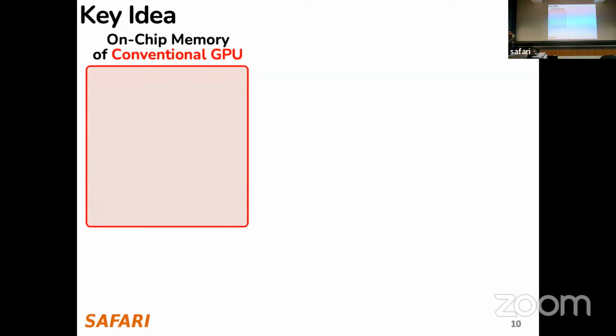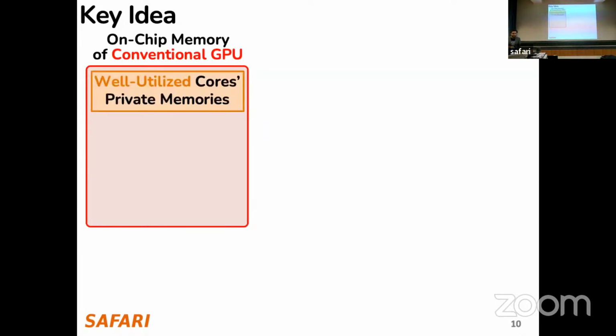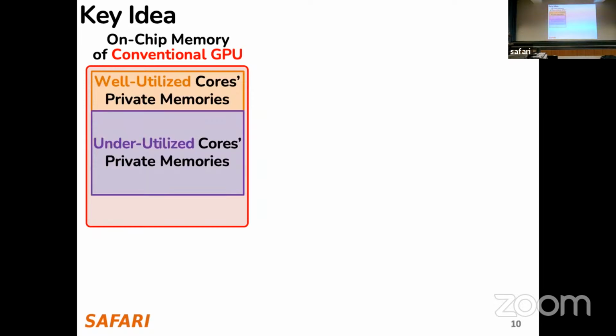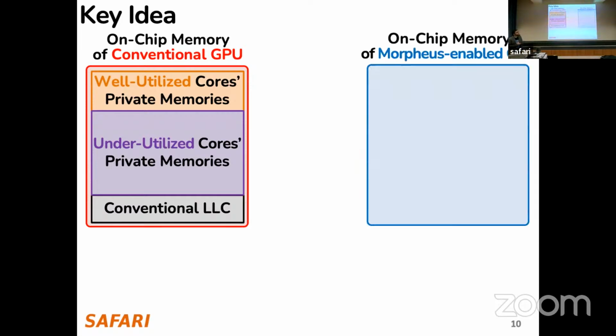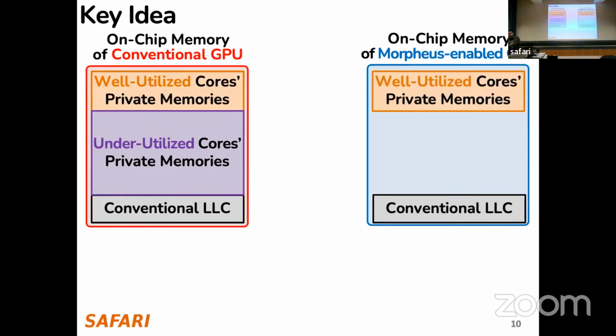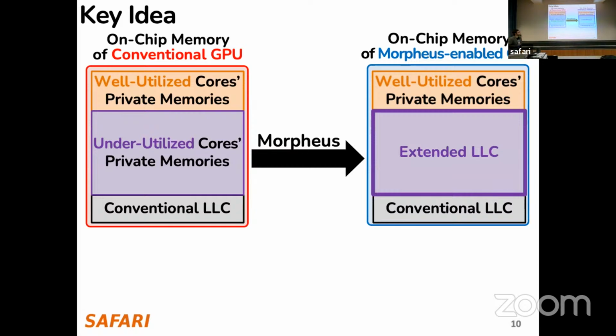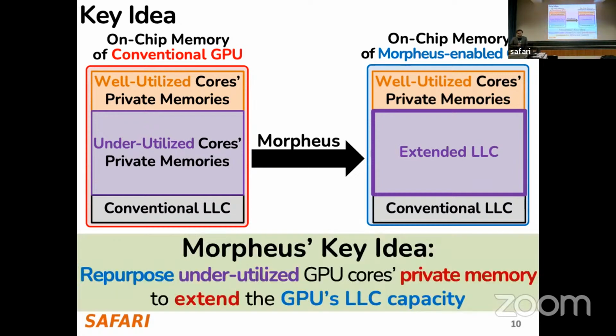So on the left, we draw the on-chip memory of a conventional GPU. So this has well-utilized cores private memories, underutilized cores private memories, and the conventional LLC. On the right, we draw the on-chip memory pictorially of a Morpheus-enabled GPU. And as we can see, it uses the same well-utilized cores private memories and conventional LLC. However, the key difference here is that with Morpheus, the underutilized cores private memories get converted into extended LLC. And this is Morpheus' key idea, repurposing underutilized GPU cores private memories to extend the GPU's total LLC capacity.